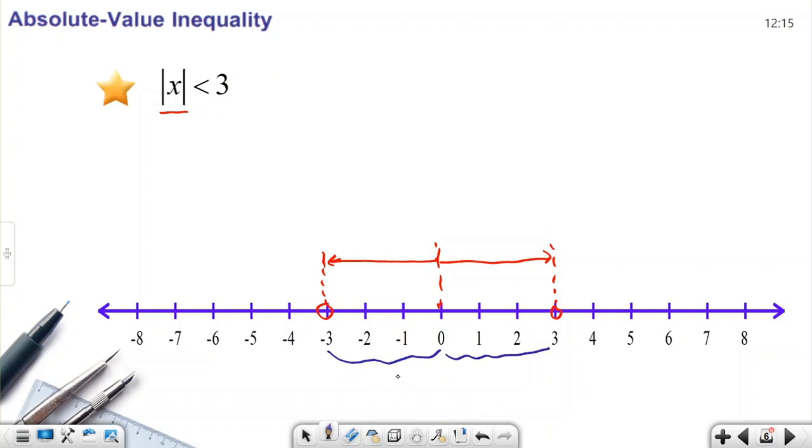So what can I say about these numbers? These are all x. These x are greater than negative 3. So my number must be greater than negative 3 and less than 3. Any number you choose here will be greater than negative 3 and less than 3. If you remember compound inequalities, this side is my solution, and it's an AND situation: greater than negative 3, less than 3.